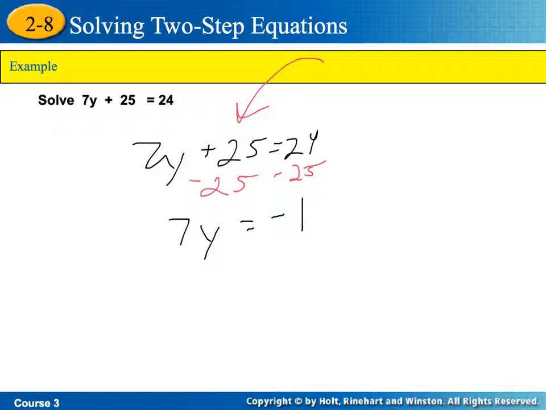Okay, so I'm going to divide by 7 on both sides. Why do I divide by 7? Because multiplication is happening here. They're grouped together. That's multiplication. Undo them. So you get y is equal to, and you can leave it as a fraction, -1/7. Leave it as a fraction and you are perfectly fine. Don't change it into a decimal. Leave it as a fraction. Okay? All right.